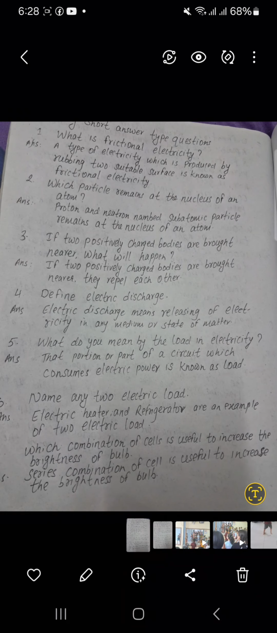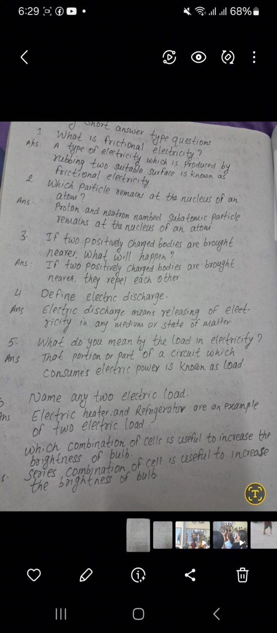We have one more type, that is very short answer type questions. In this segment, I'm going to read the question: what is frictional electricity? And the answer will be, a type of electricity which is produced by rubbing two suitable surfaces is known as frictional electricity. Now the next question will be, which particle remains at the nucleus of an atom?